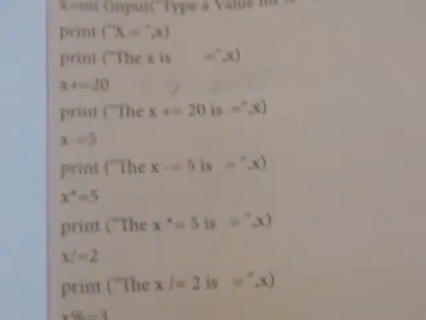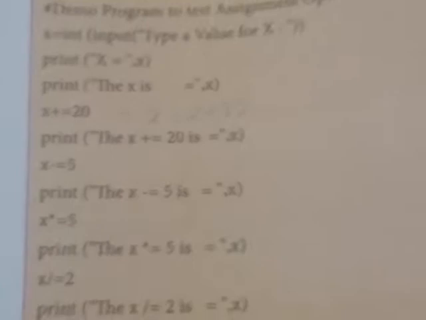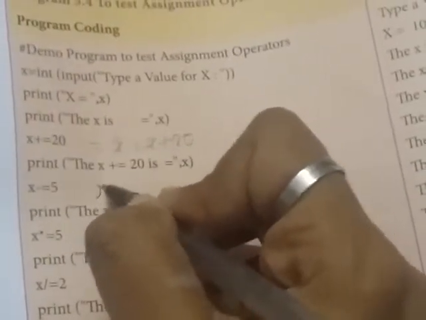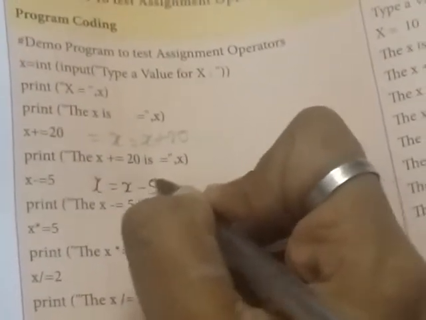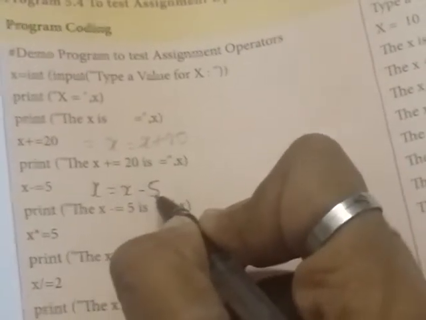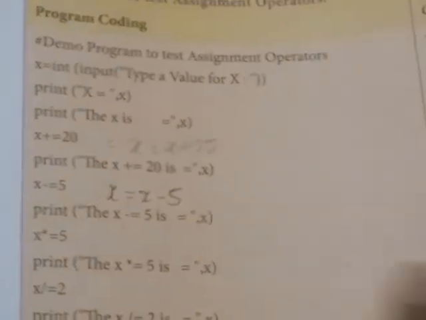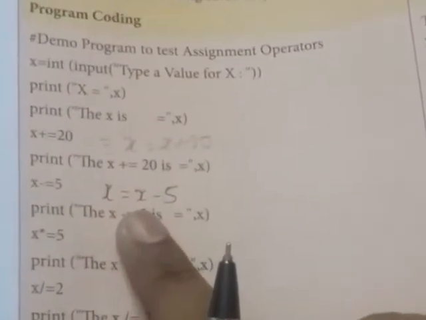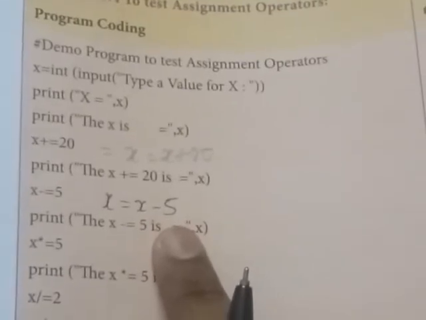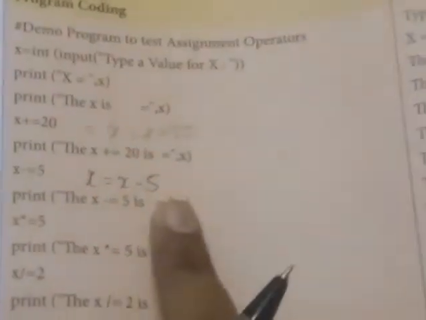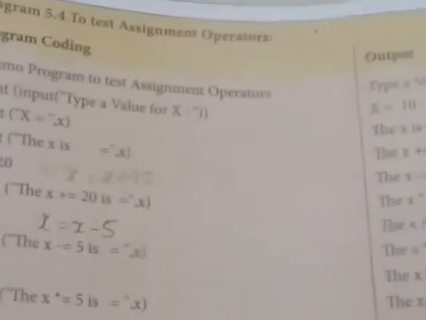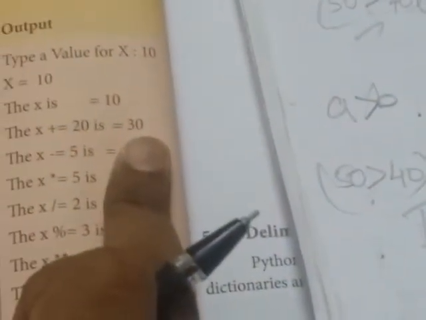The next one is x minus equal to 5, that means x equal to x minus 5. We know the value of x is 10, 10 minus 5, but in our compiler we know the value of x is 30, so 30 minus 5 equal to 25.